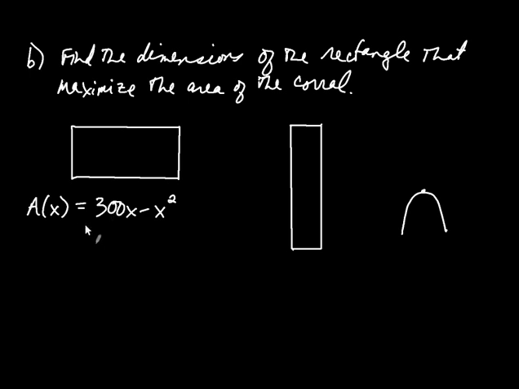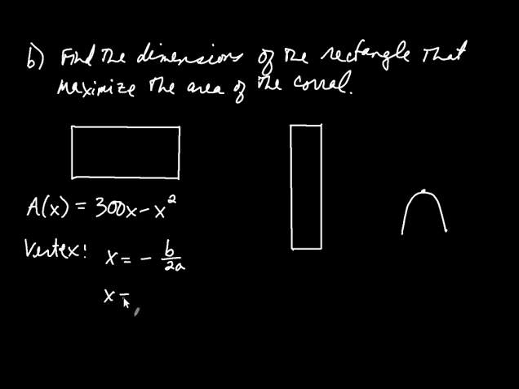And so what we're going to do is find the vertex of this parabola, and that tells us where the area is going to be maximized. So the vertex, remember there's a formula for that, and that would be x is equal to negative b over 2a. So when x takes on this value, that's when this area is going to be maximized.